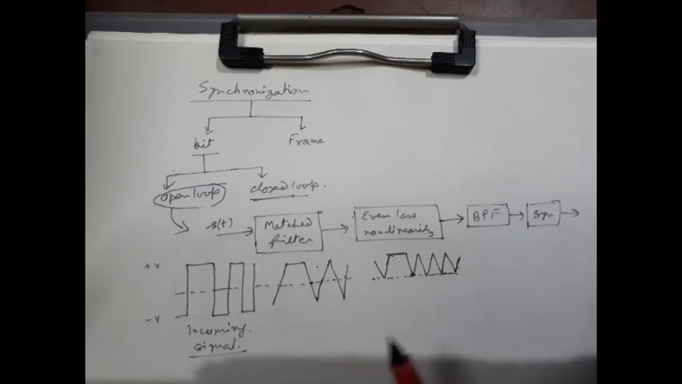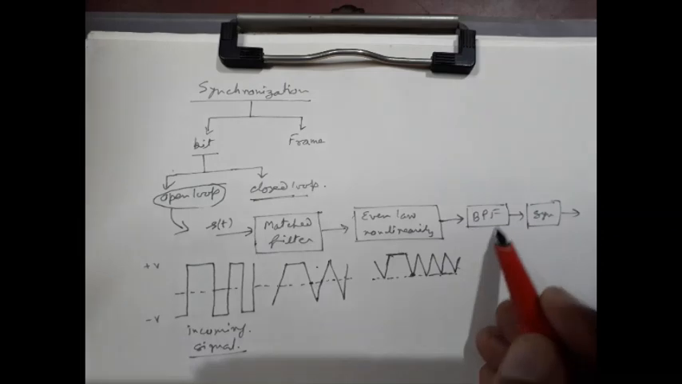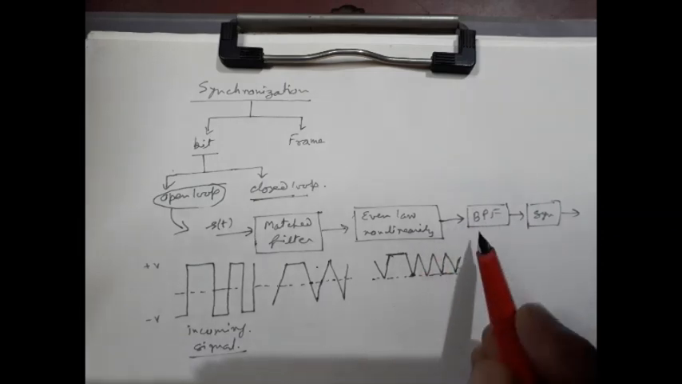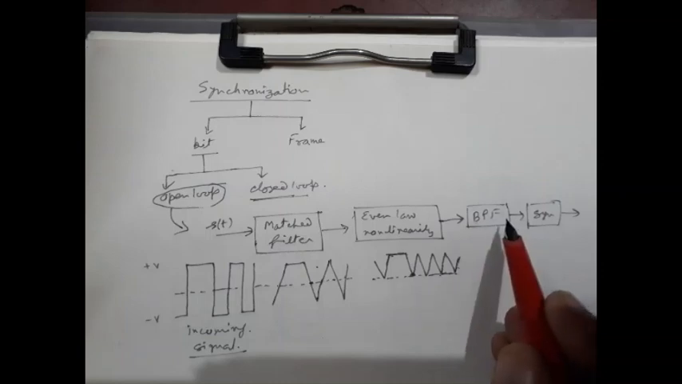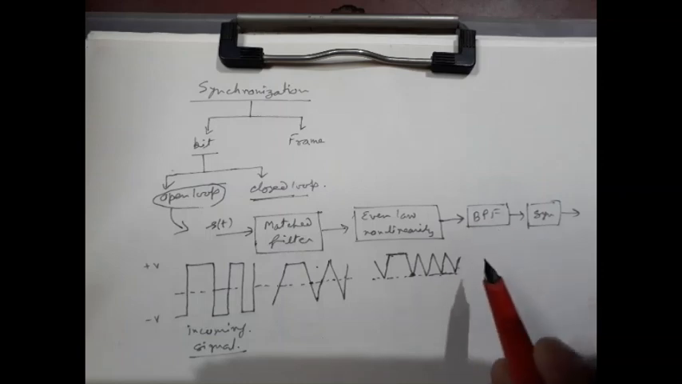Now if we analyze properly, we will see that the output waveform of this even law nonlinear device will contain a Fourier component at the fundamental frequency of the data clock. This frequency component must be isolated or extracted from its harmonics, and that is done with the help of this bandpass filter. The bandpass filter will eliminate the harmonics and pass the original fundamental frequency, which is nothing but the clock frequency.